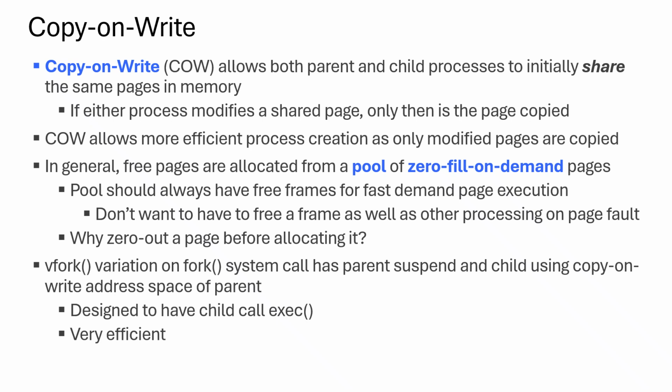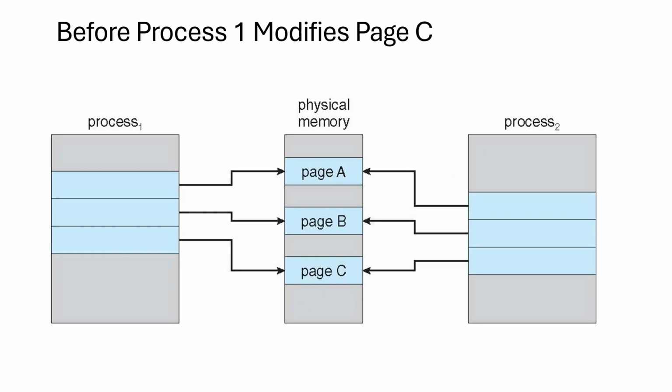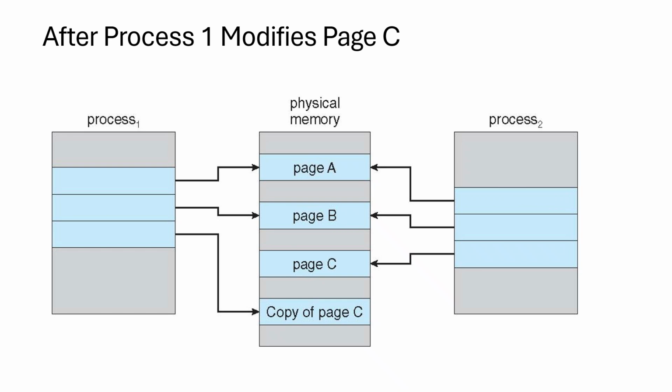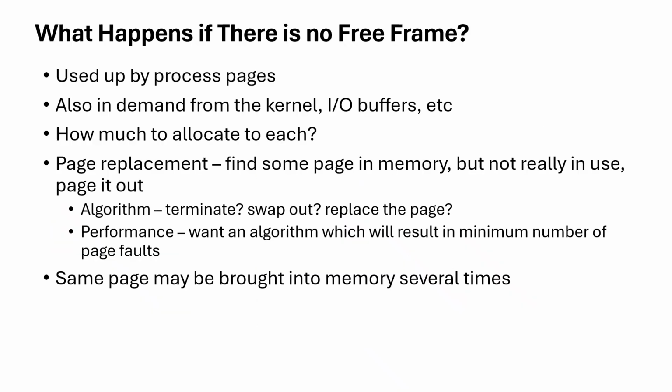Copy-on-write allows both parent and child processes to share the same pages in memory. It allows more efficient process creation, as only modified pages are copied. For example, here process 1 and process 2 are both sharing pages A, B, C. If page C is modified, then we have to make a copy of page C, which is created after modifying it.